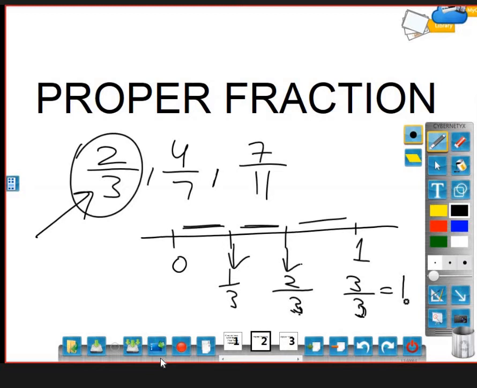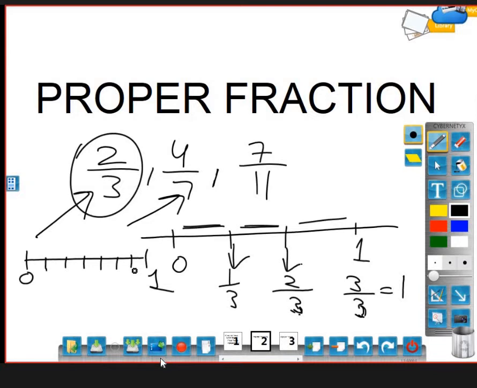We may take one more example. If we take 4 upon 7, again we draw a line, we draw 0 and 1. First we see the denominator 7, so we have to divide it into 7 parts. If we mark 6 points, it is automatically converted into 7 parts.